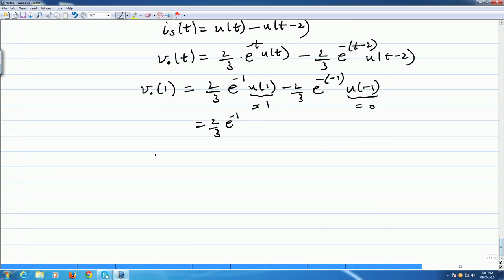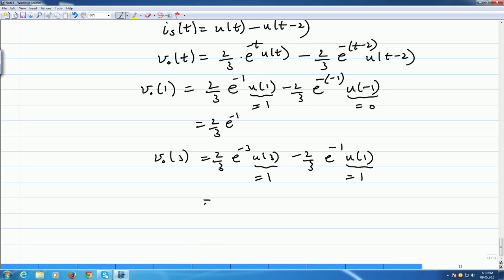Okay. You are also asked to find v naught of 3, which will become 2 by 3 e power minus 3 u of 3 minus 2 by 3 e power minus 1 u of 1. Both of these guys are equal to 1. So, this simply evaluates to 2 by 3 times e power minus 3 minus e power minus 1.